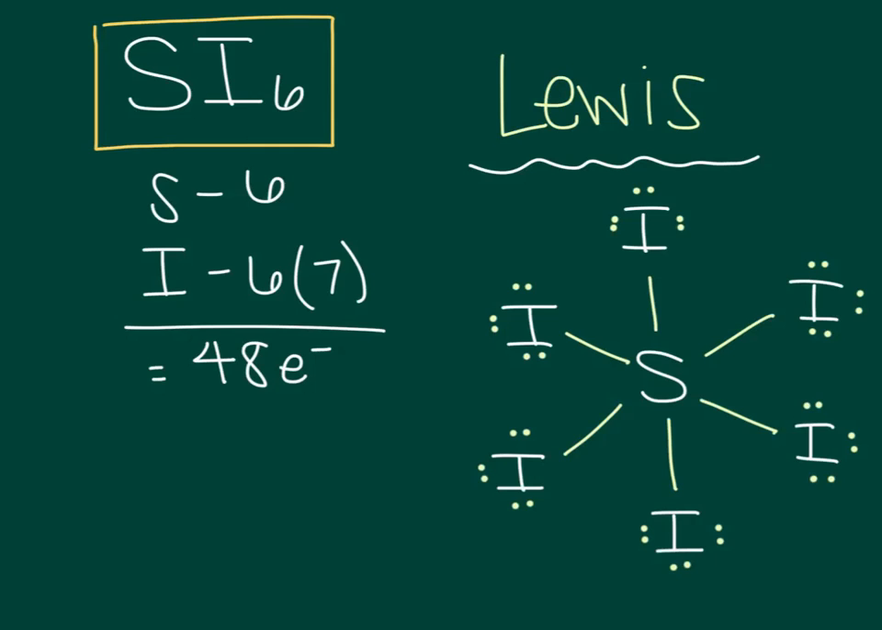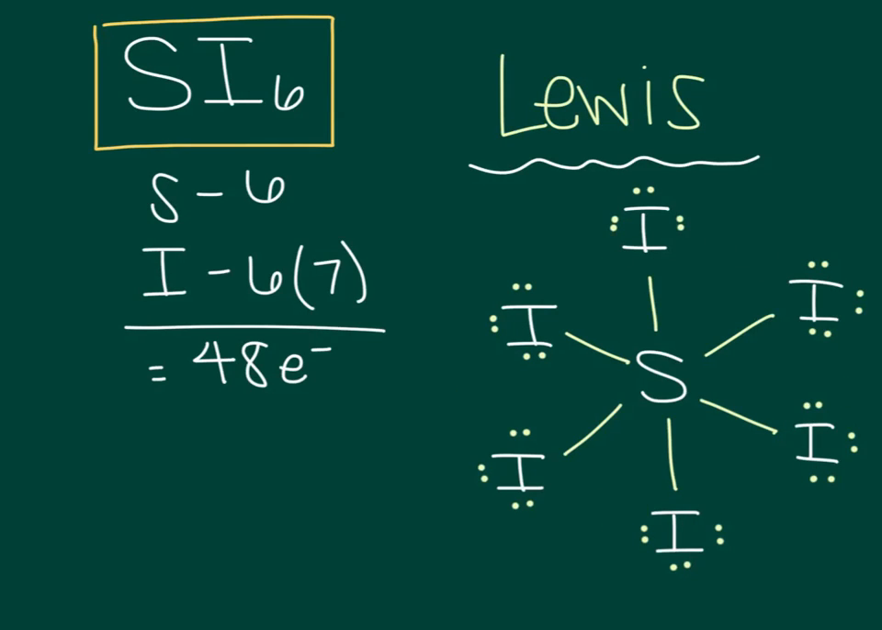So in order to get that, we know that there are 6 iodides, so there will be 6 bonding groups. Sulfur has 6 electrons, iodine has 7. So 7 multiplied by 6 iodides would be 42, plus the 6 would be 48 electrons. All of these are bonding and there are no lone pairs.